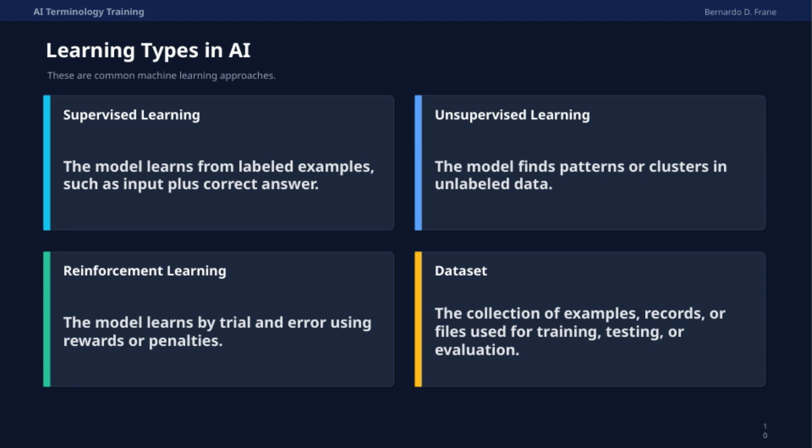They help us understand how AI systems learn from data, whether through trial and error, pattern discovery, or guided instruction. Recognizing these different learning types is key to understanding how AI models are built and improved over time.